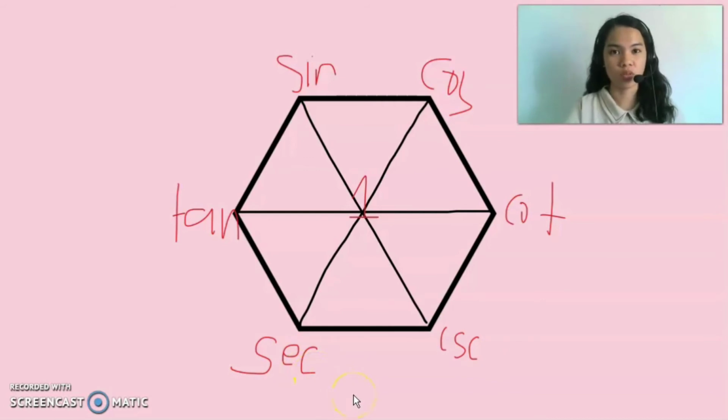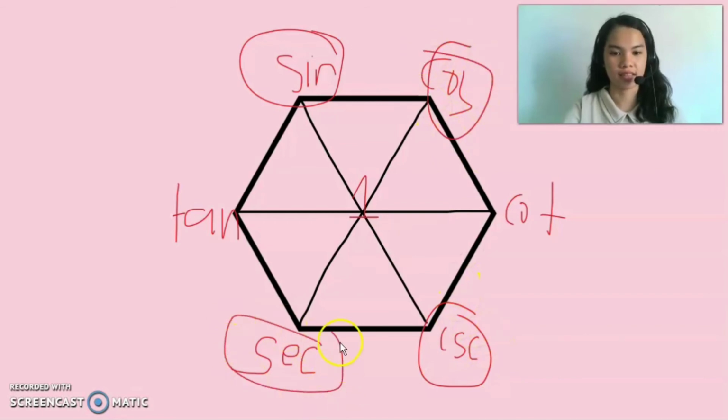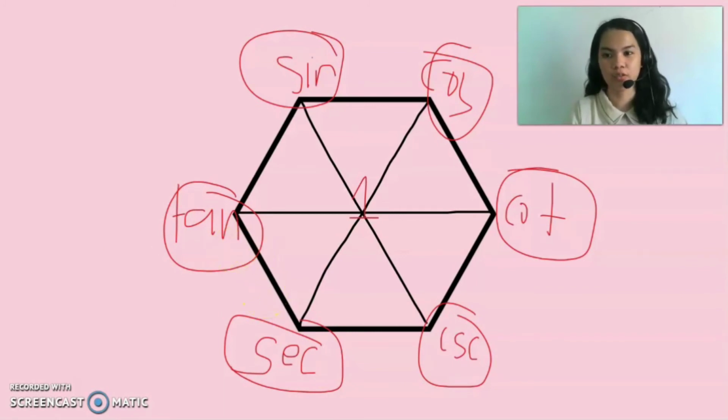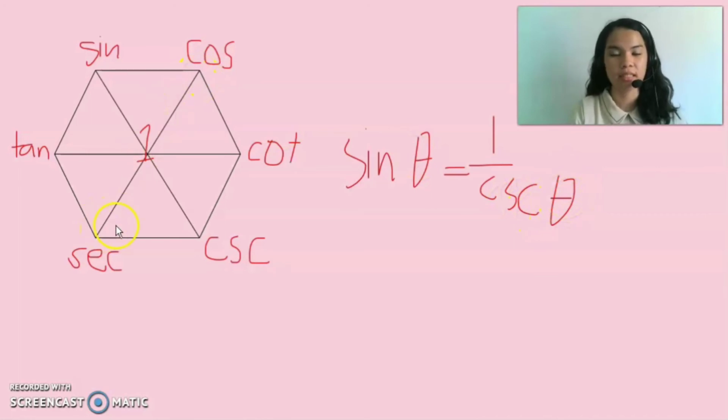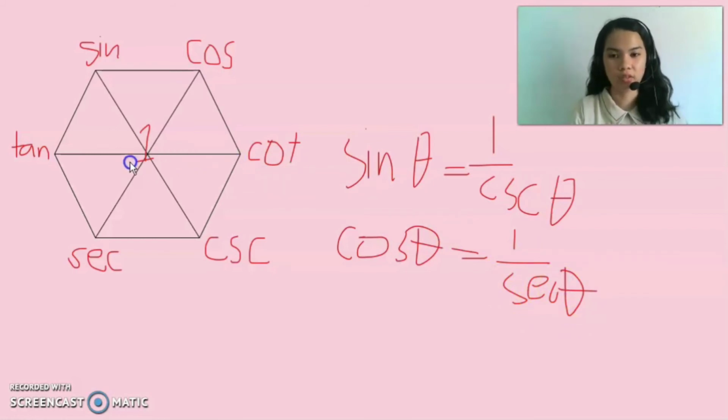At this time, let's focus on the functions at the diagonally opposite vertices. Sine and cosecant, cosine and secant, cotangent and tangent. They are reciprocals of each other. Look at this arrow for instance. It tells us that sine theta equals 1 by cosecant theta. How about this one? It tells us that cosine theta equals 1 by secant theta. And last, this arrow tells us that cotangent theta equals 1 by tangent theta.